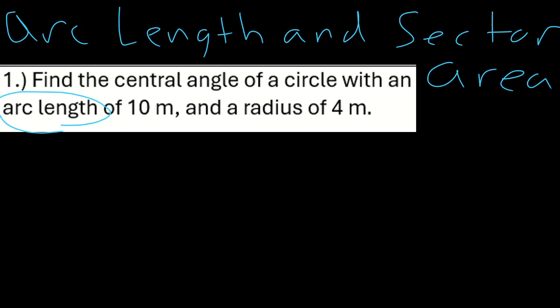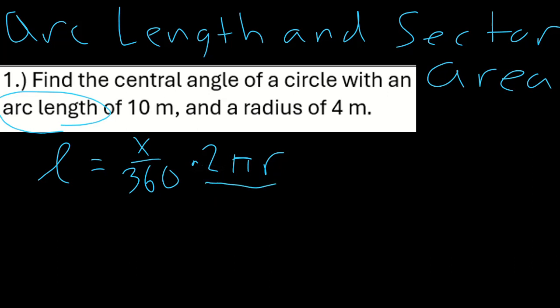So if I'm talking about the arc length, I want to use this formula. It's a cursive L, which stands for the arc length, is equal to x, which is your central angle, over 360, times 2 pi r. Your arc length is just a fraction of the circumference, and 2 pi r is the formula for the circumference of a circle.